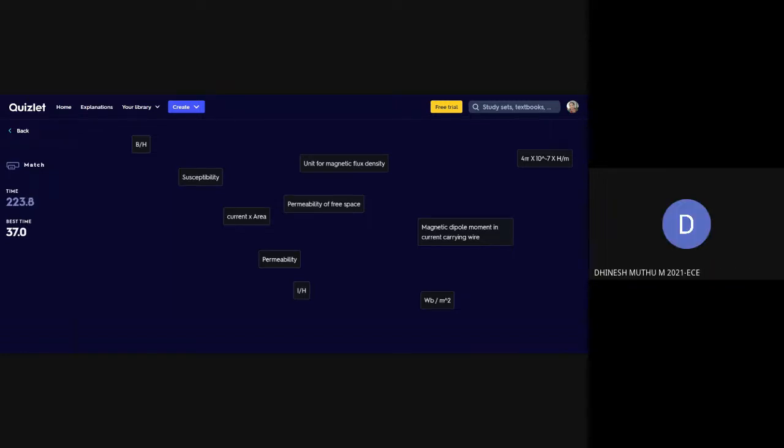The unit for magnetic flux density is Weber per meter square. Let me make it Weber per meter square and match it here. Excellent. Correct. Very good. For the next question, please give a raise hand button. Next, susceptibility. Any other student, you can give a raise hand button, so each one can have a chance today.